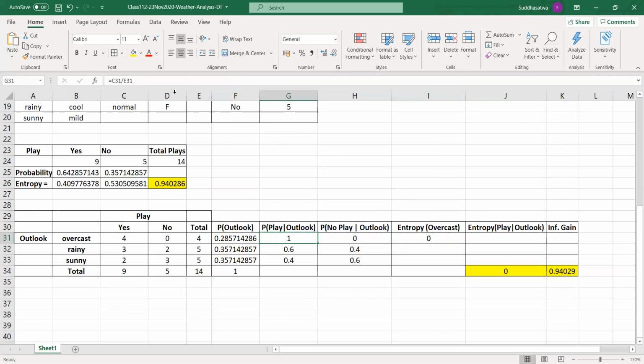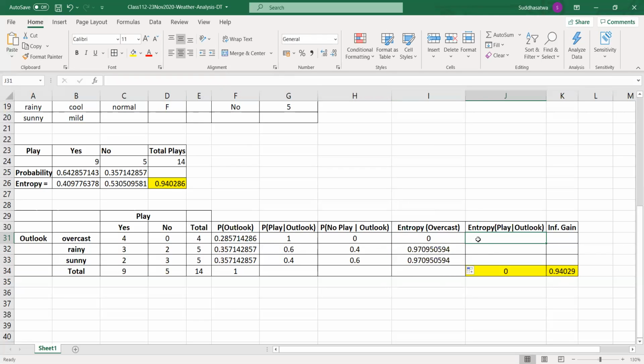G31, which is my positive. G31 is my positive, log of positive base 2, plus minus of the negative's probability multiplied by log of this. Yes, I think I have done it correctly. So I'll just extend it like this.